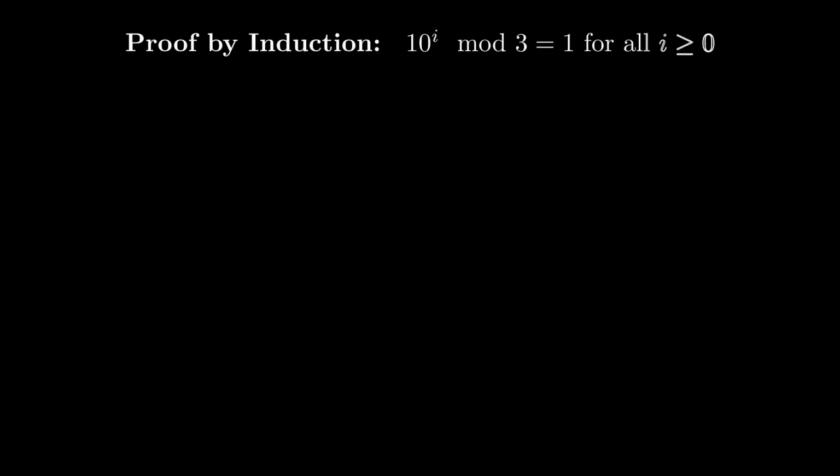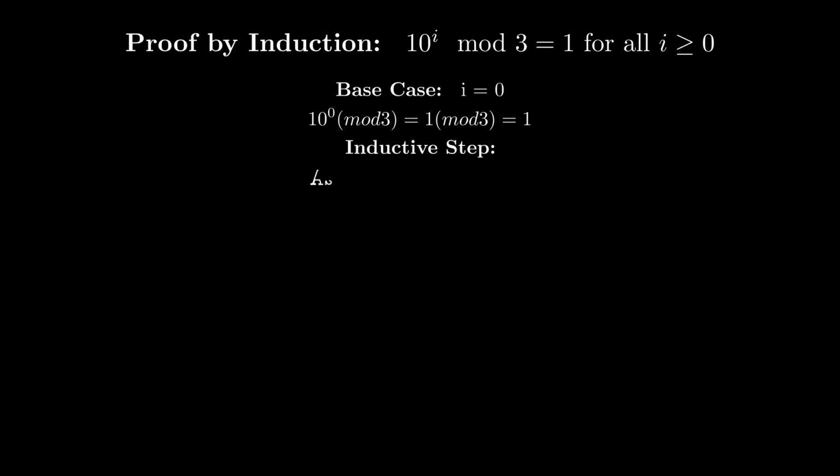We can prove that the sum of digits is congruent to the number mod 3 for all numbers containing any number of digits. This would follow if 10 to the i mod 3 is equal to 1 for i taking values from the naturals. The inductive proof for this is being played on the screen right now, which I'm sure is easy to follow.